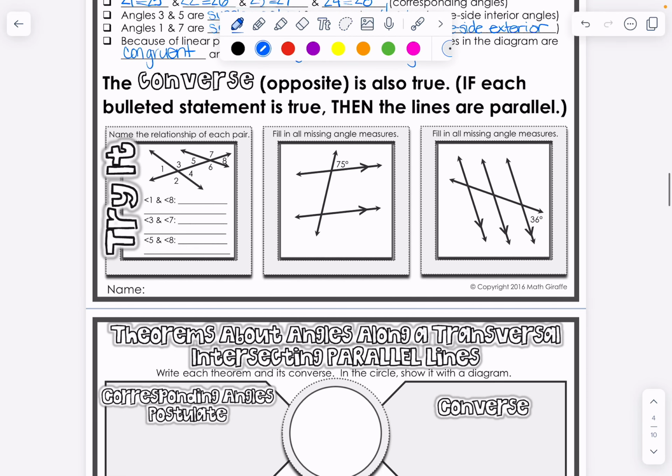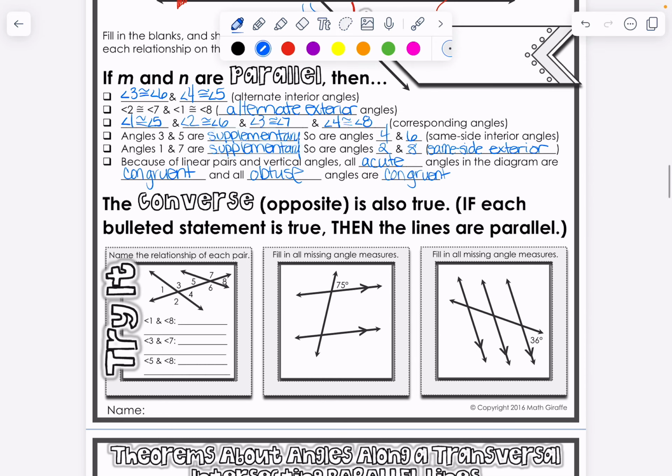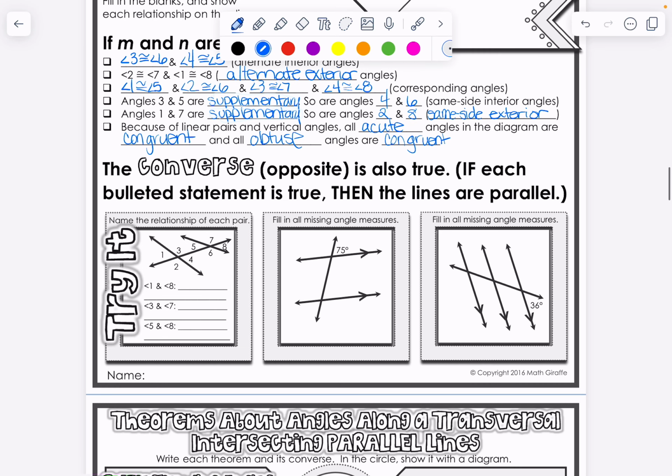So the converse or opposite is also true. So if each of these bulleted statements is true, then that tells us the lines are parallel. So if we were to know that our alternate interior angles are congruent, then that would be indicating that the two lines are parallel if we didn't already know that. So here we're going to just name some different angle relationships and then solve for some missing angles as well.